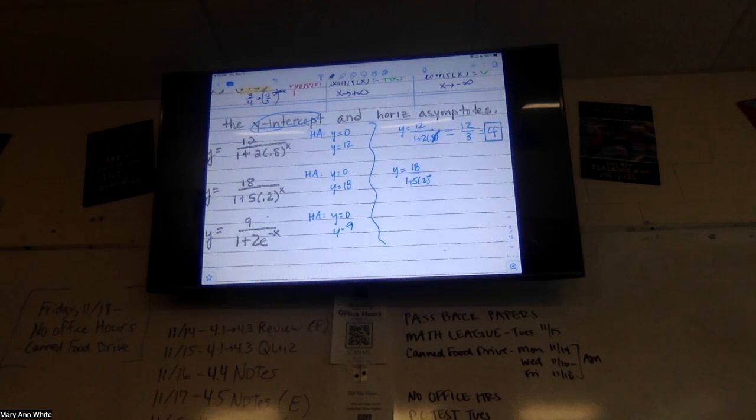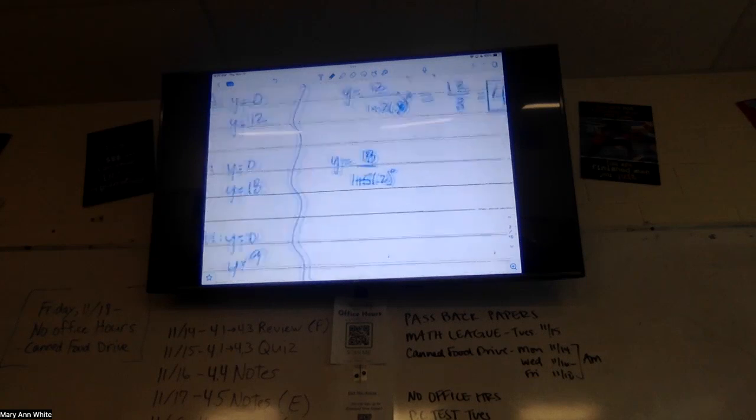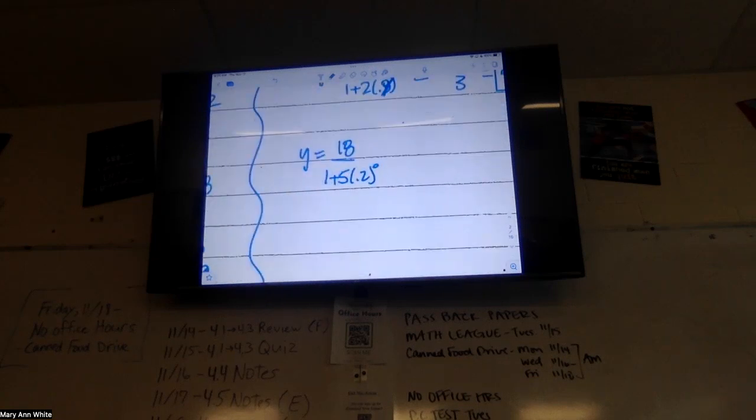These are logistic functions and they will always have two horizontal asymptotes. One will always be 0 and then the other one is just whatever the numerator is. Anything to the 0 power is always 1, no matter what it is. So that 0.2 becomes 1, so then 5 times 1 is just 5. So 18 over 1 plus 5 is 6, so that's going to be 3.